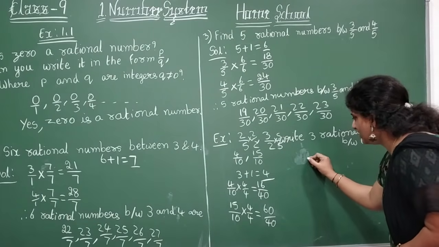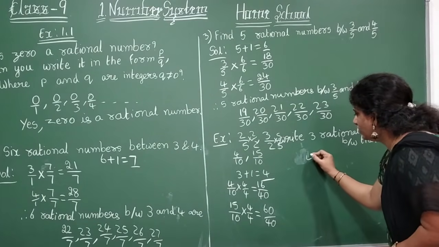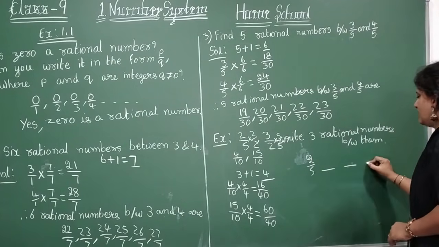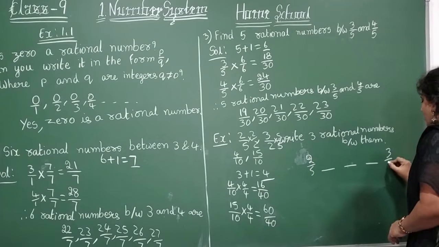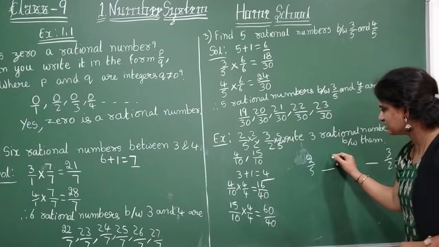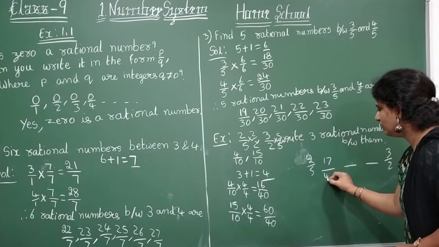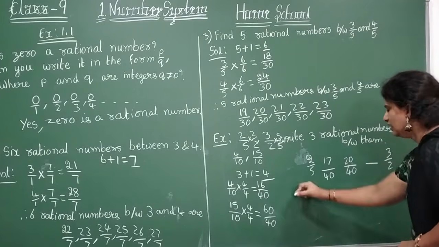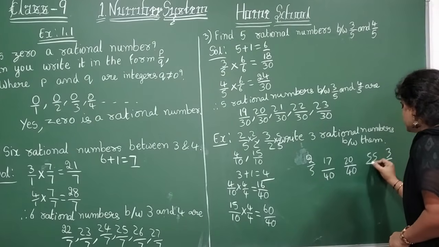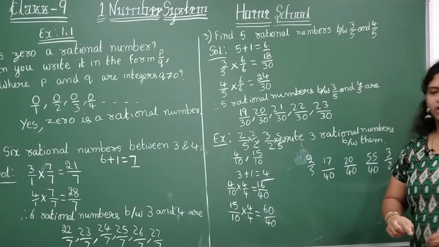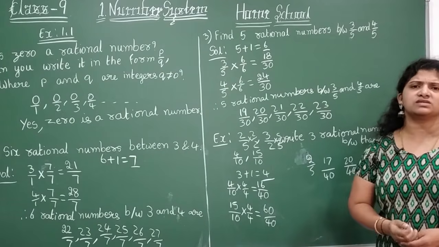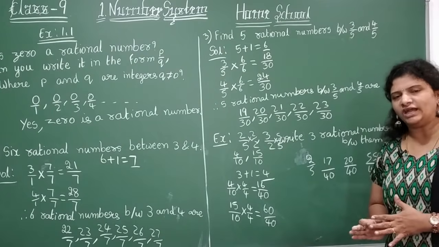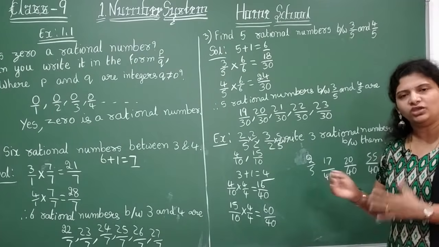The 3 rational numbers in between 2 by 5 and 3 by 2, I will write this next number 17 by 40, 20 by 40. If you want, you may write it as 55 by 40. Any number you can choose, children. Please don't try to learn by heart this type of numbers. Understand how to write; any way you can write.